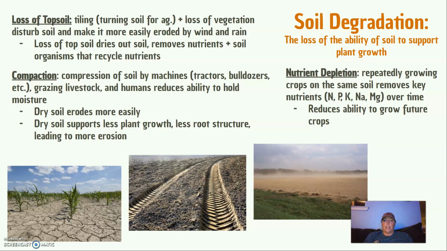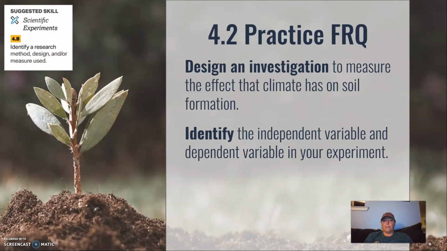The last one is compaction. Compaction is the compression of soil by machines, things like tractors, bulldozers, the grazing of livestock, all of those that reduces its ability to hold moisture. Dry soil is then going to blow away more easily. It's going to support less plant growth. You're not going to have as many roots that can dig down in, which means you're going to have more erosion occurring on those soils that are compacted.